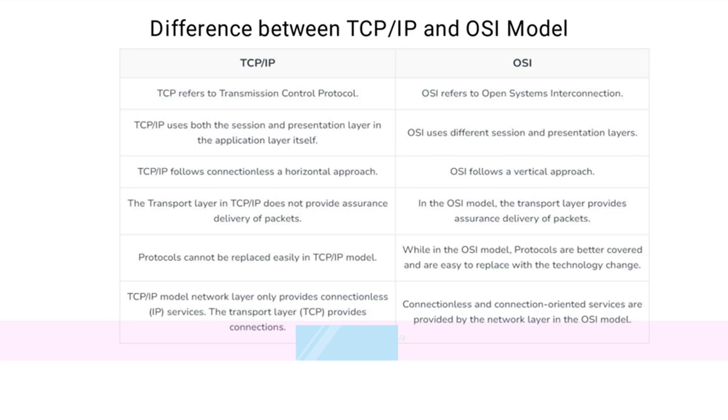The transport layer in TCP/IP doesn't provide assurance of delivery of packets. In the OSI model, the transport layer provides assurance of delivery of packets. Protocols cannot be replaced easily in the TCP/IP model, while in the OSI model, protocols are better covered and are easy to replace with technology change. The TCP/IP model network layer only provides connectionless IP services, and the transport layer TCP provides connections. Connectionless and connection-oriented services are provided by the network layer in the OSI model.